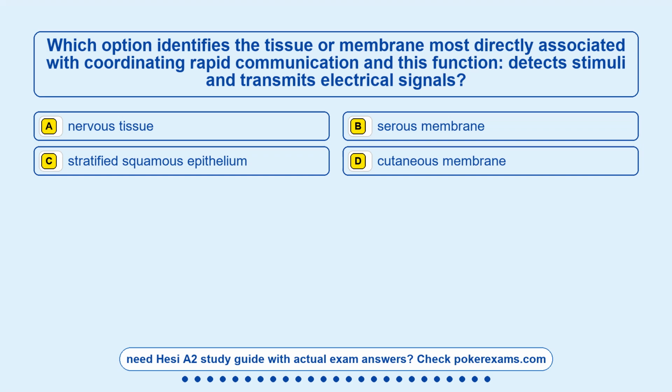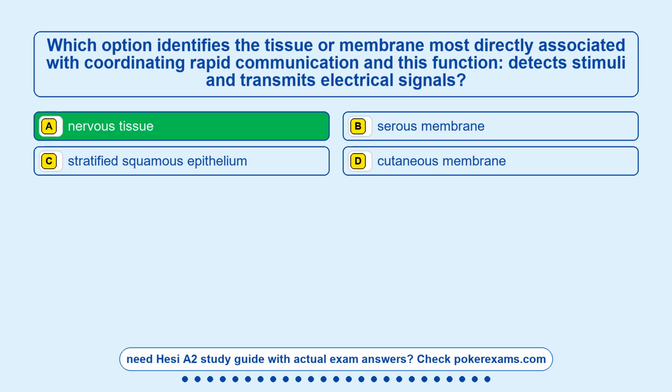Question 9. Which option identifies the tissue or membrane most directly associated with coordinating rapid communication in this function, detects stimuli and transmits electrical signals? Option A, nervous tissue. Option B, serous membrane. Option C, stratified squamous epithelium. Option D, cutaneous membrane. The correct answer is option A.